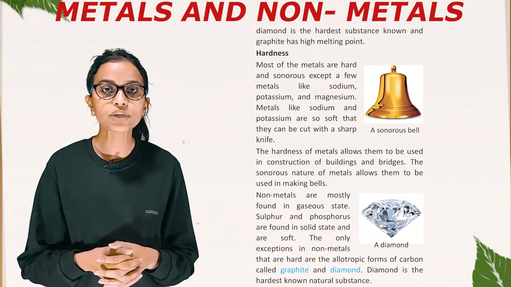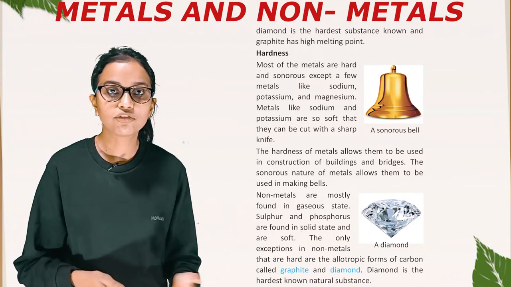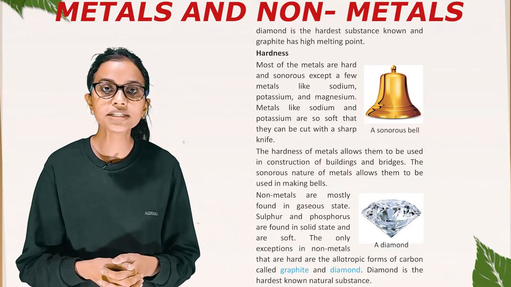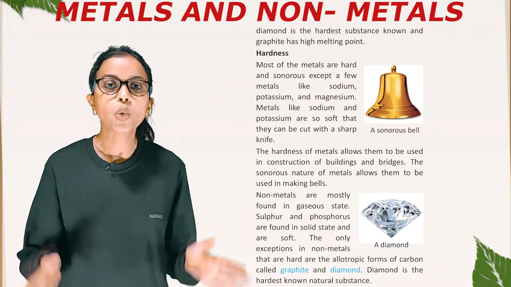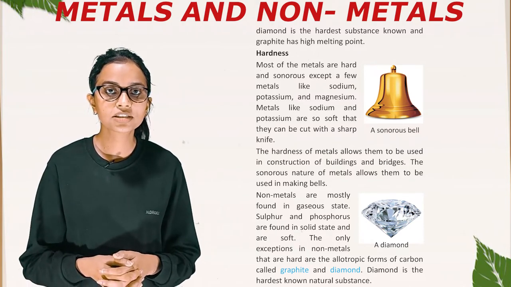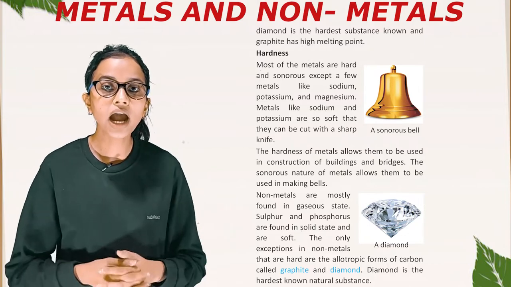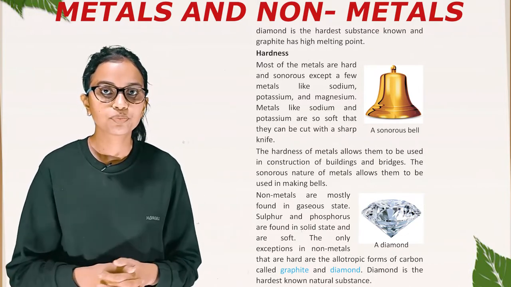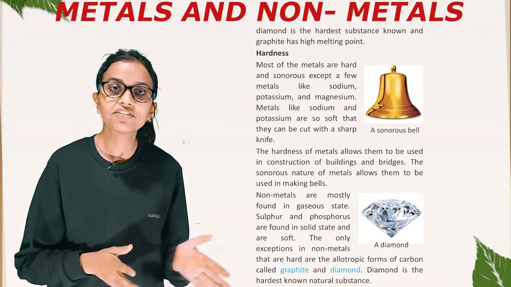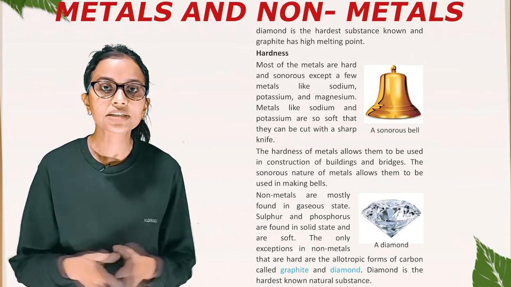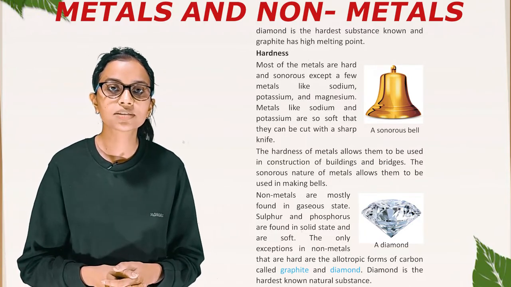Non-metals are mostly found in the gaseous state. Sulfur and phosphorus are found in the solid state and are soft. The only exceptions among non-metals that are hard are the allotropic forms of carbon called graphite and diamond. Diamond is the hardest known natural substance.